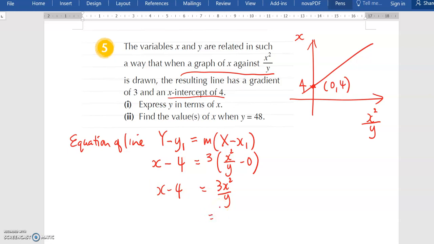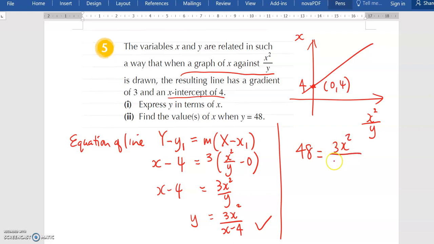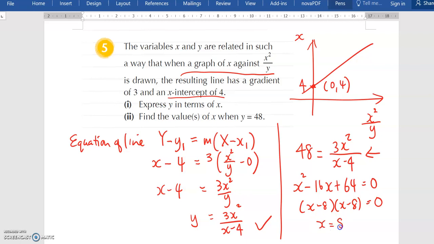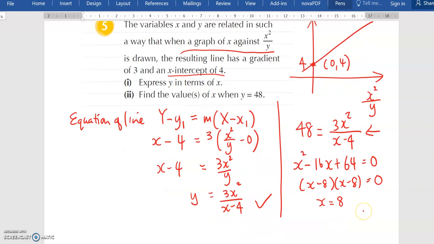Okay, so let's just organize it a little, and I will get my y as this answer. Okay, and then the second part of the question, find the values of x when y equals 48. So all I need to do is to sub in 48. Okay, and you can solve it, cross multiply, and you will get a quadratic equation. Alright, and then after that, when you factorize further, you will have something like this. It's a repeated root, so you have x equals 8. That's question 5.